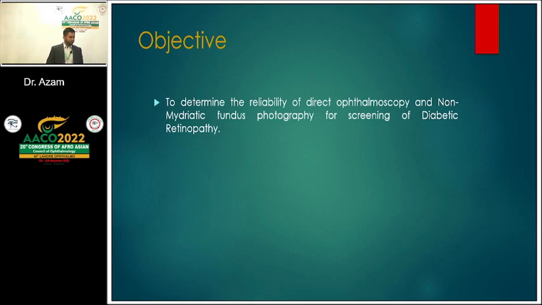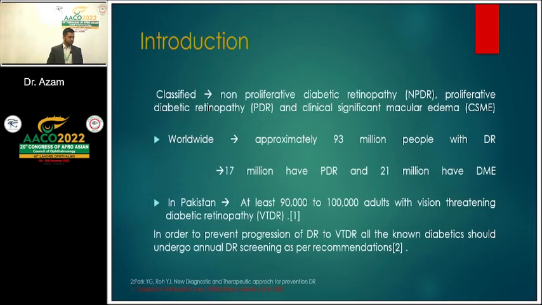Today I am going to present a paper to determine the reliability of direct ophthalmoscopy and non-mydriatic fundus photography for screening of diabetic retinopathy. As you all know, diabetic retinopathy is classified into non-proliferative diabetic retinopathy, proliferative, and clinically significant macular edema. Worldwide, there are approximately 93 million people with DR. Of them, 17 million have PDR and 21 million have diabetic macular edema.